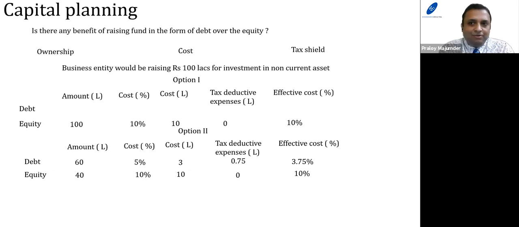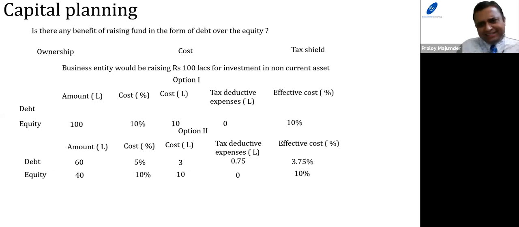Now if the particular entity is in a tax bracket of 25%, that means this 3 lakhs cost would be deductible. So on the 3 lakhs of rupees, the entity will save 0.75 lakhs. That is 0.75 lakhs, not 75 lakhs. So what does it mean? It means that the effective cost of debt is not 5%. So how much would the effective cost be? That is 3 minus 0.75 divided by 60. That gives you 3.75%.